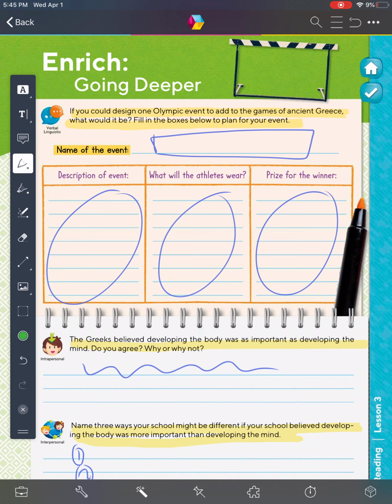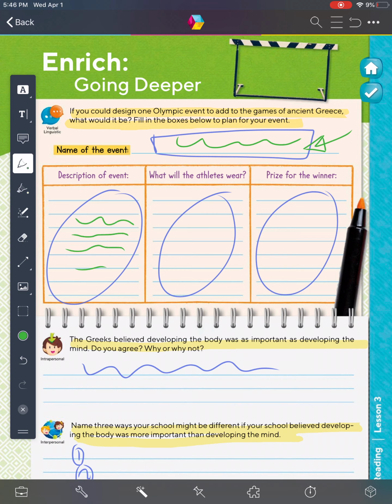So as it is indicated here, you have to write the name of the event. This is something you are creating, something that didn't exist. Try to imagine an event that you can add to the Olympic Games, but in the ancient Greece. What would it be the name? Write it here. Now describe the event here with details.